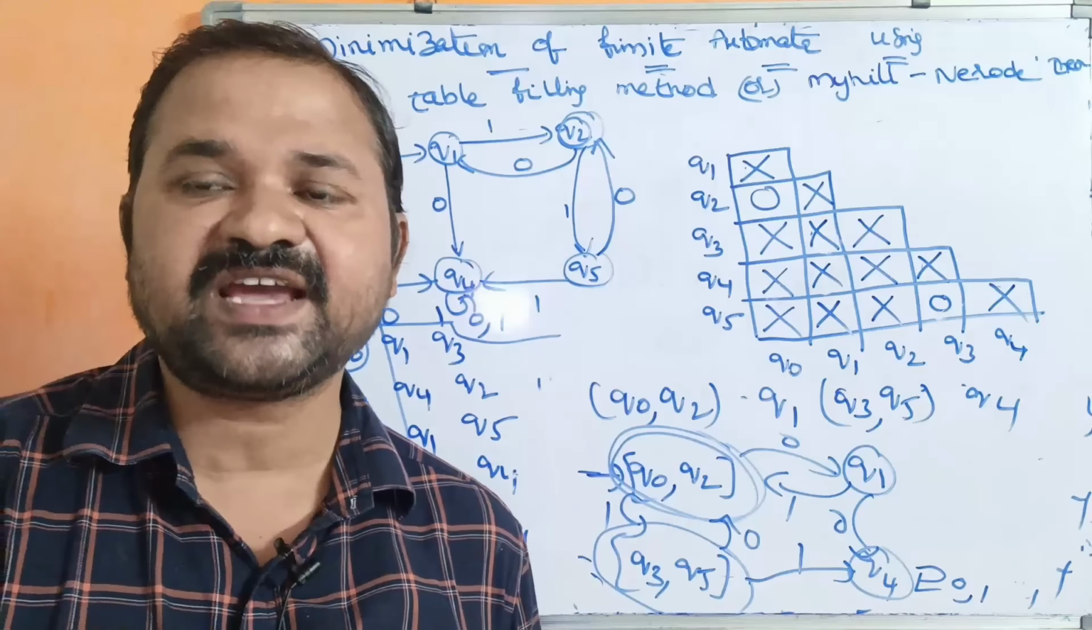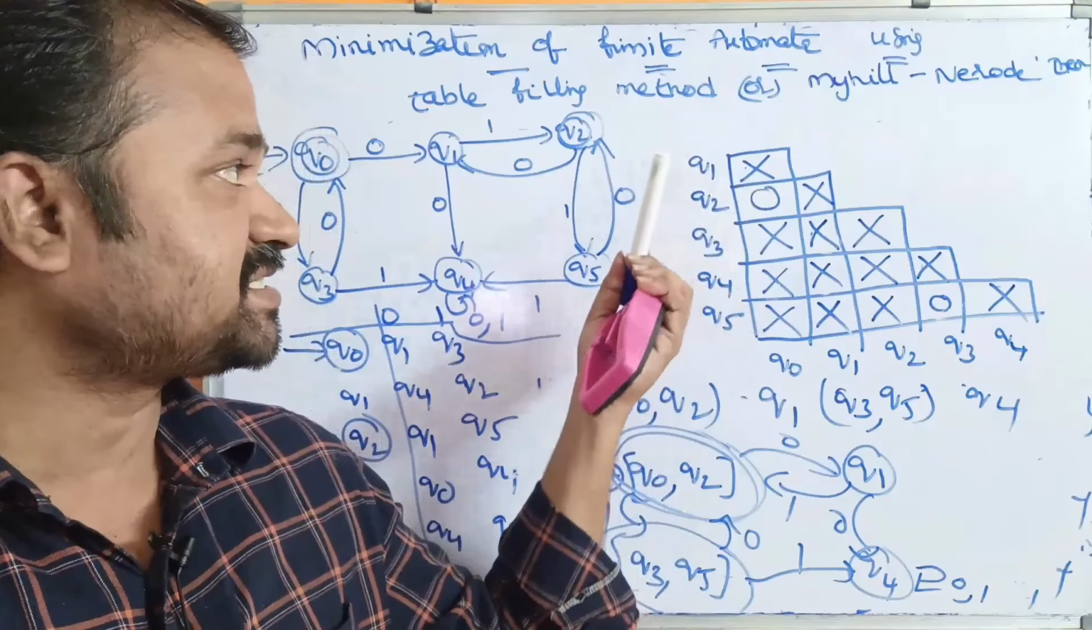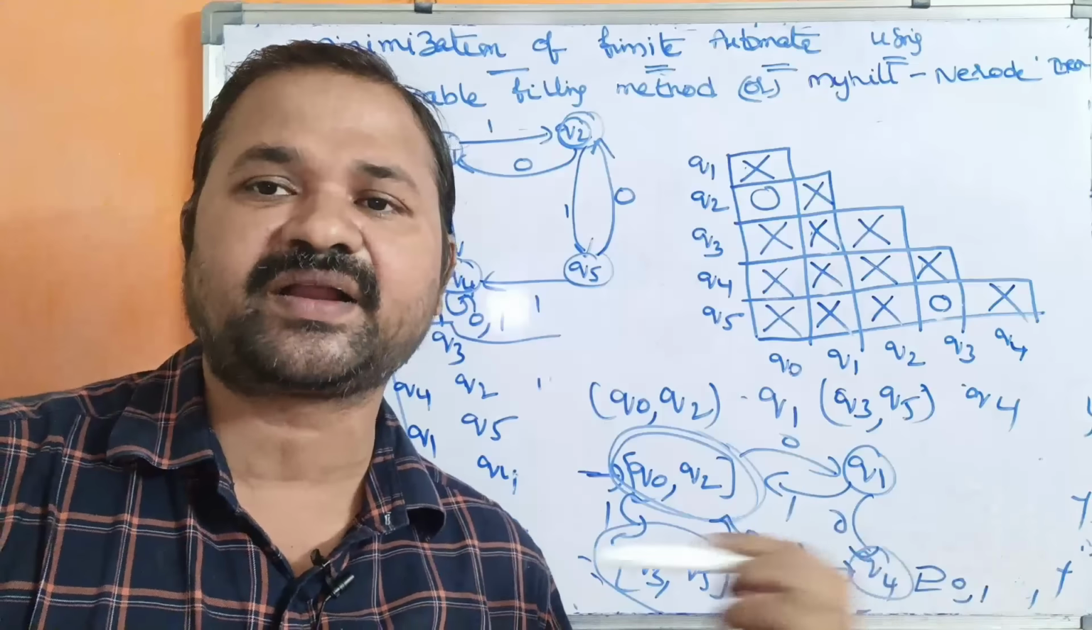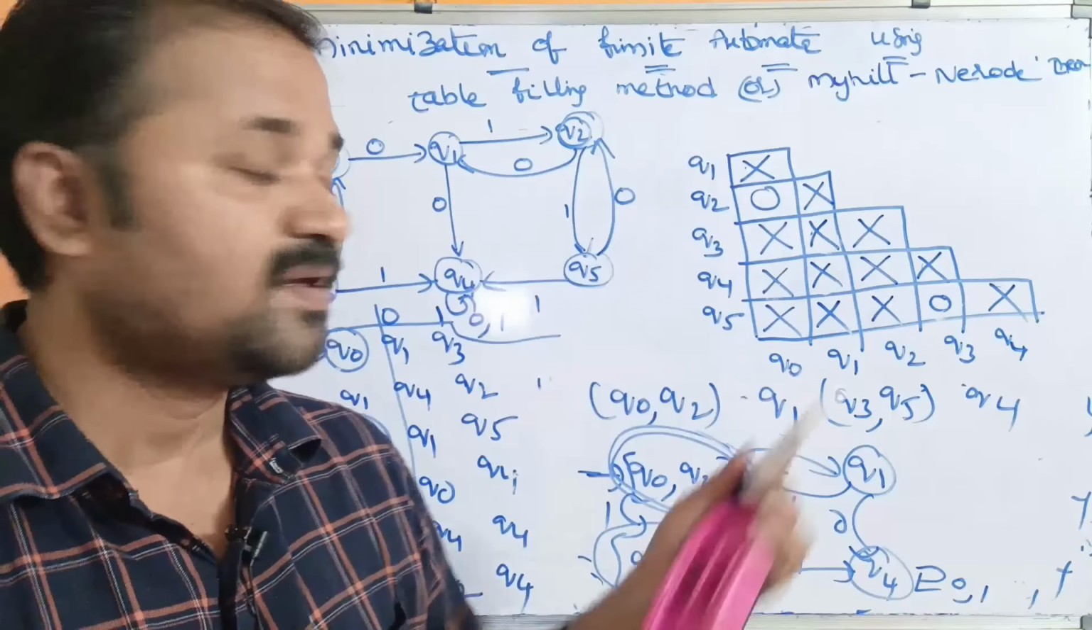So in this way we can minimize a DFA by using two approaches. The first approach is the partition method or equivalence method. The second approach is the table filling method or Myhill-Nerode theorem.